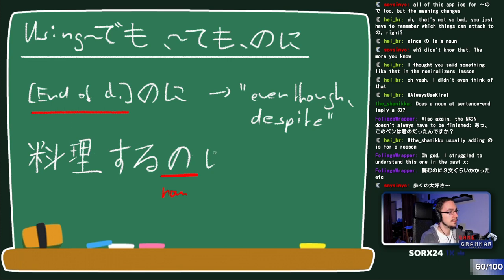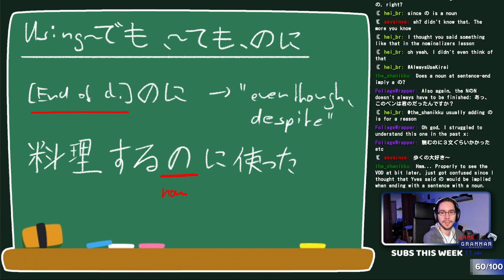So ryori suru no ni tsukatta. So, for the sake of cooking, tsukau, which I think is this one. Yeah, exactly. Tsukatta. And then zairyo, zairyo being ingredients. Yomu no ni sanbun kurai kakatta? Sanbun kurai kakatta. Sanpun kurai.